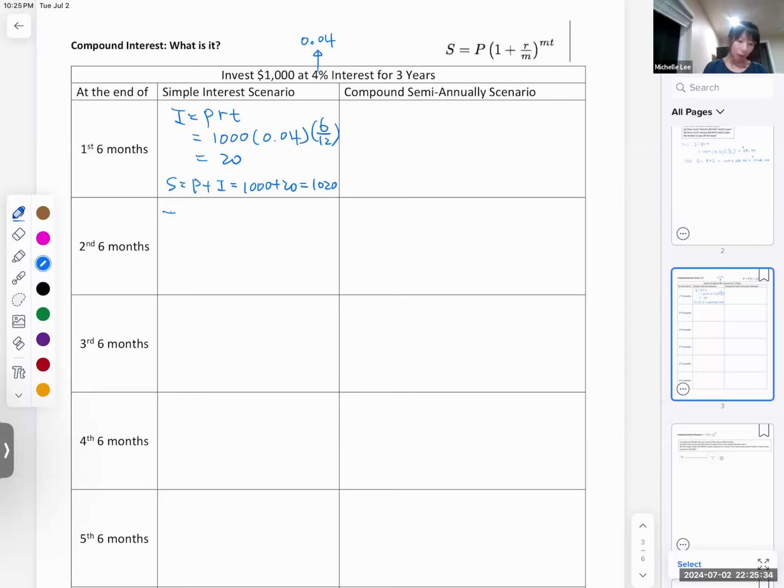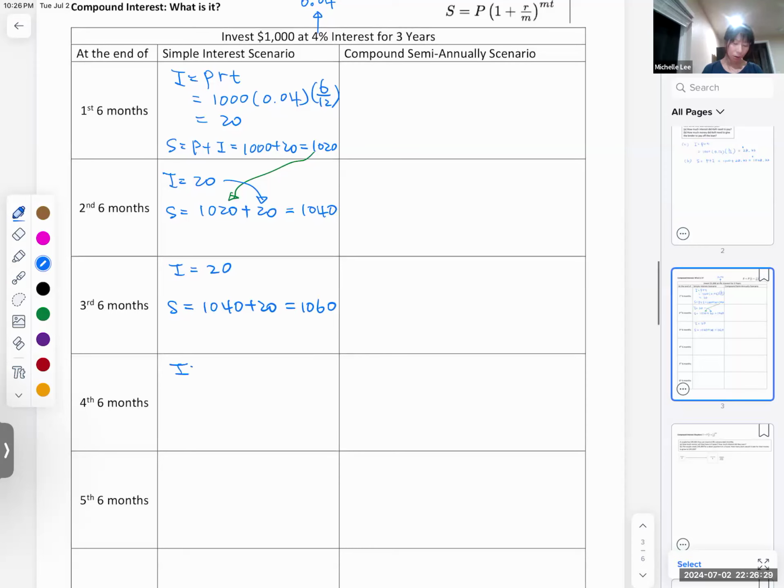Okay, second 6 months, same, right? So I equals 20, it's the same. S equals the principal, so we have 1,020 plus 20, the interest here, so we have 1,040. Same again, interest is 20, S equals 1,040 plus 20, which is 1,060, and I equals 20, S equals 1,060 plus 20 equals 1,080, I equals 20.